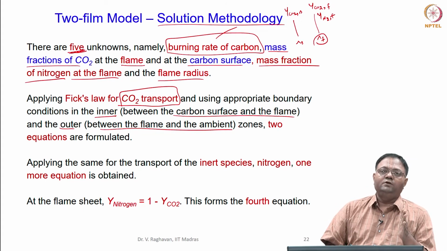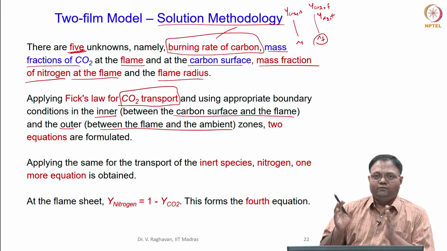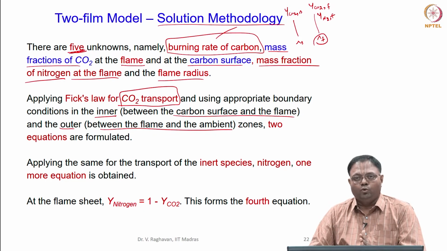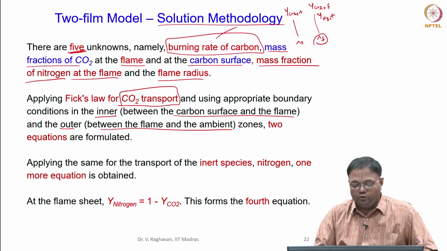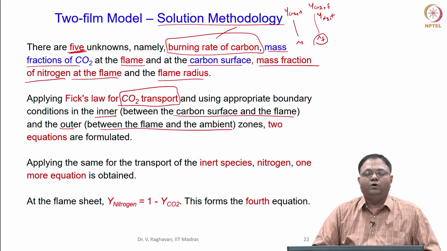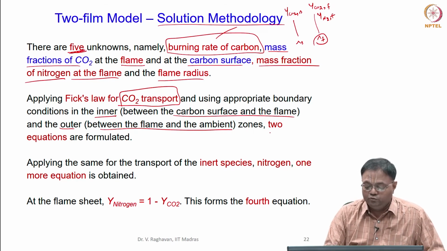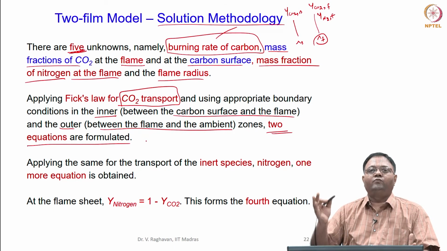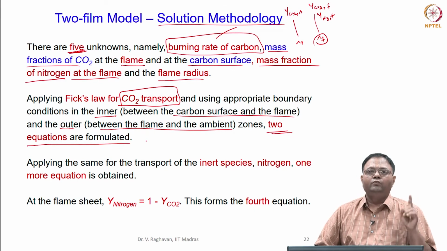So, at the surface, R equal to RS, YCO2 will be equal to YCO2S. At the flame, YCO2 will be equal to YCO2F. At infinity it will be YCO2 infinity. So, using these boundary conditions we can solve. Two equations will be obtained when you solve, one for the inner zone, one for the outer zone, when CO2 transport is taken into account.